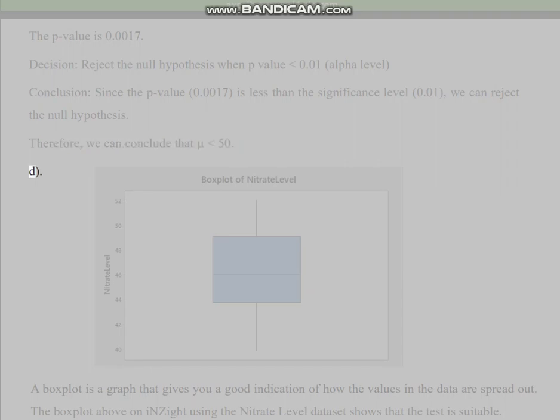D. A box plot is a graph that gives you a good indication of how the values in the data are spread out. The box plot above on Einzeit using the nitrate level dataset shows that the test is suitable.